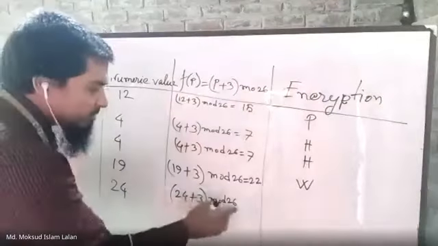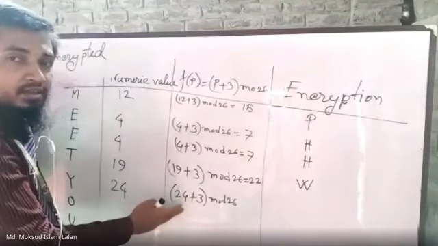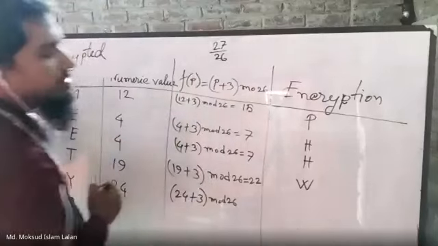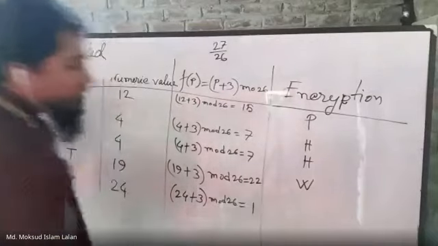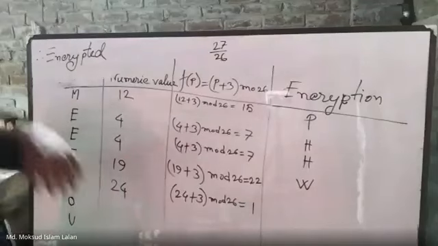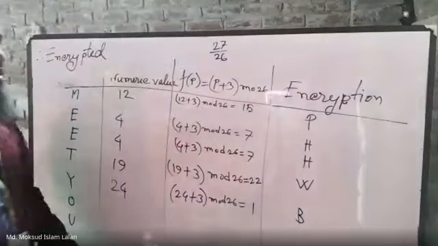Yes, sir. 27. Because 27 is greater than 26, you need to divide, right, Baijit? Yes, sir. So if you divide 27 by 26, what will be the remainder? Sir, 1. So just write here 1. Do you understand, Baijit? Yes, sir. Sir, for 1 it will be B. Okay, it does not matter. B or C, that is the encrypted message.